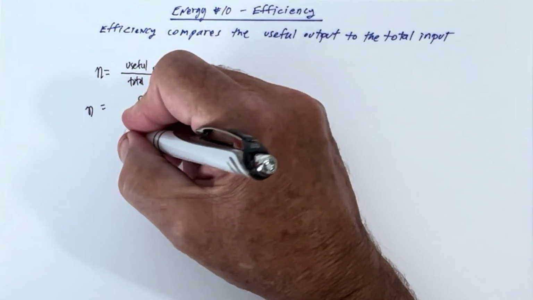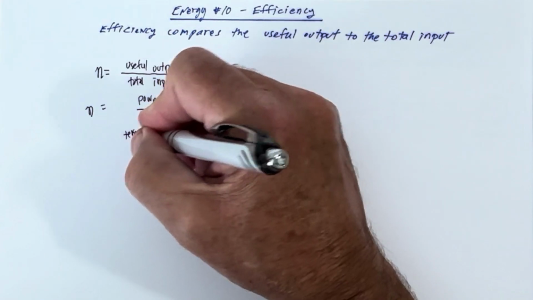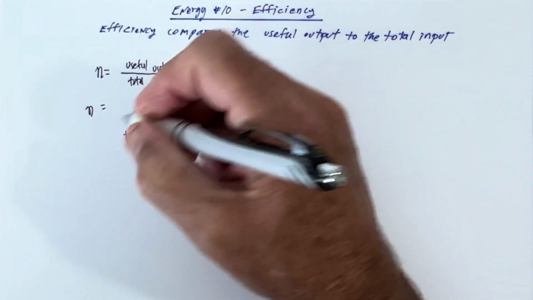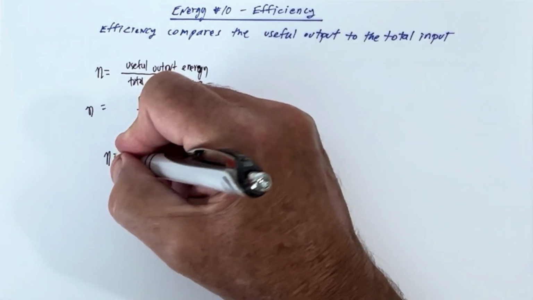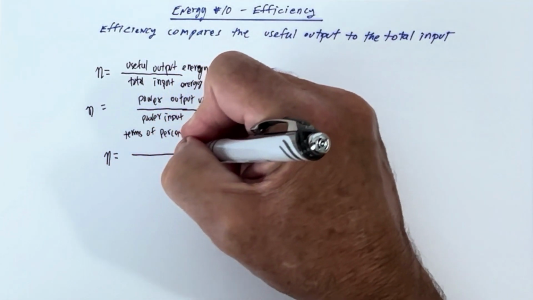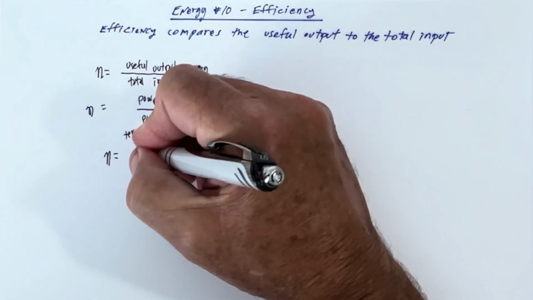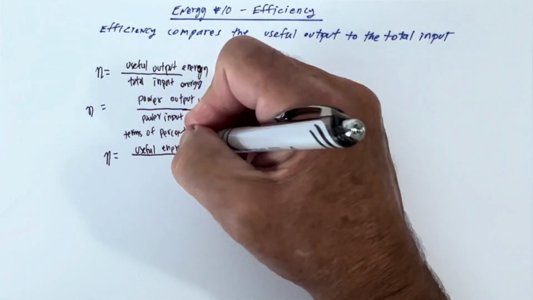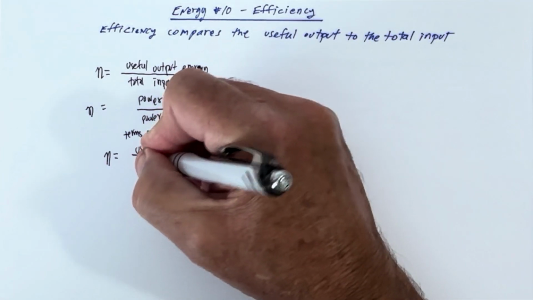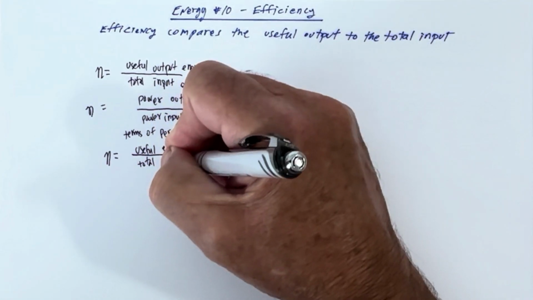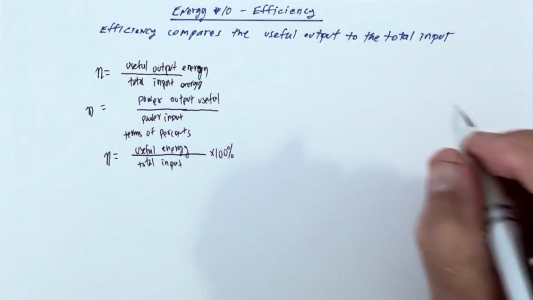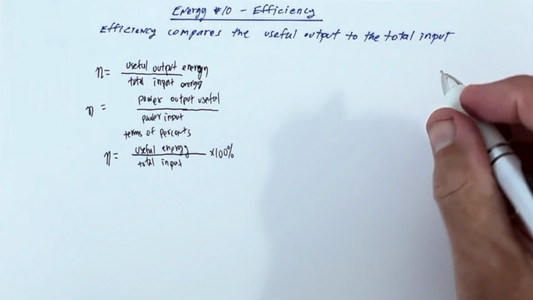If we want to put that in terms of percent, what we would do is the efficiency, eta, is equal to the useful energy or power, divided by the total input, and that's times 100%. So that converts it to a percentage. A lot of times we see that in percentages.